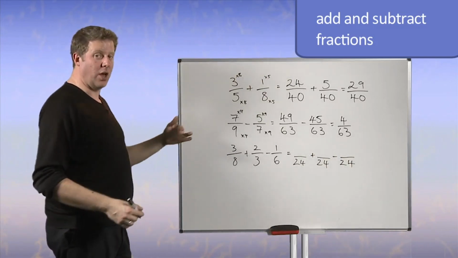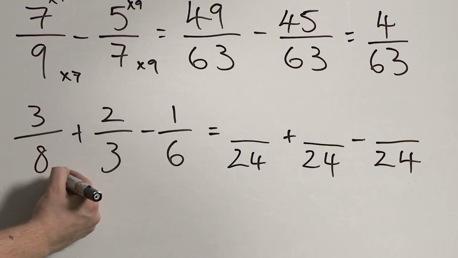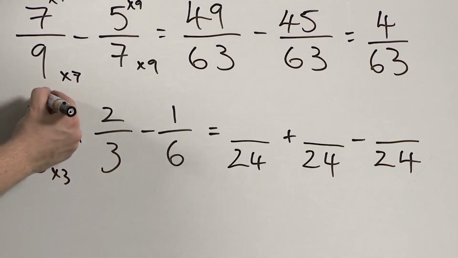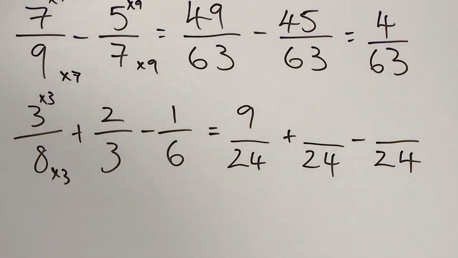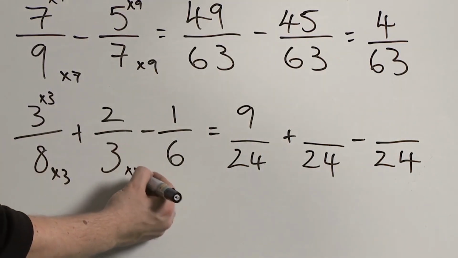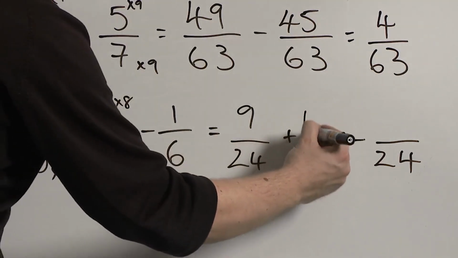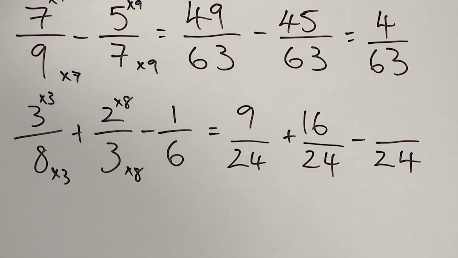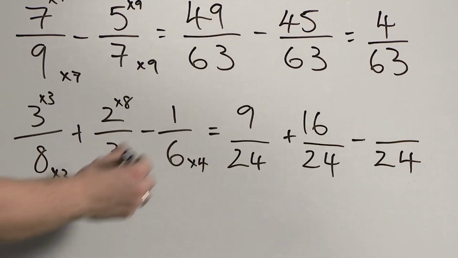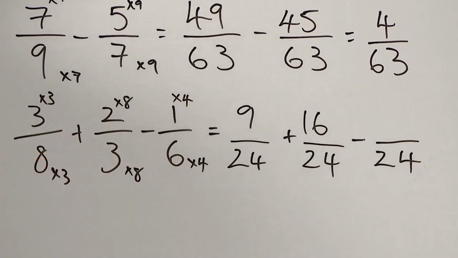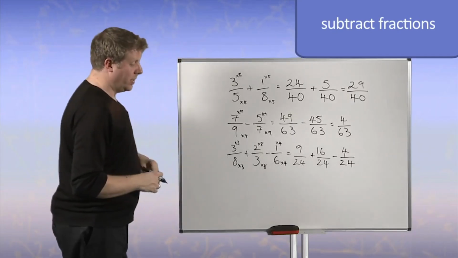And now all I need to do is go back to work out what my new numerators are going to be. So the 8 would have been times by 3 to get 24. So we do the same to the top to give me 9 over 24. The 3 would have been multiplied by 8, so I do the same to the numerator to give me 16 over 24. And finally, my 6 here would have been multiplied by 4 to get 24, so I do the same to the numerator, which gives me 4 over 24.